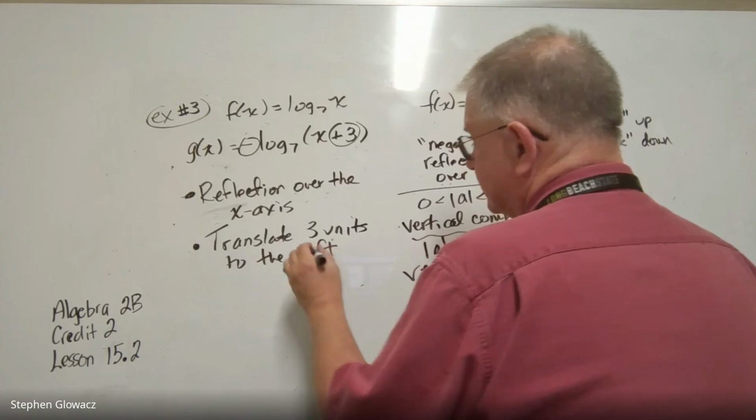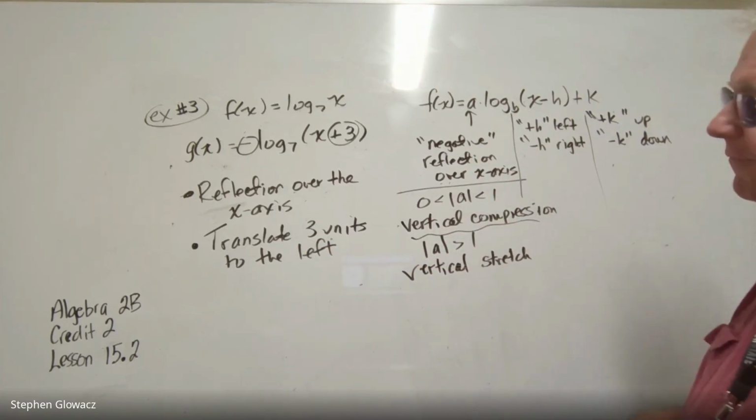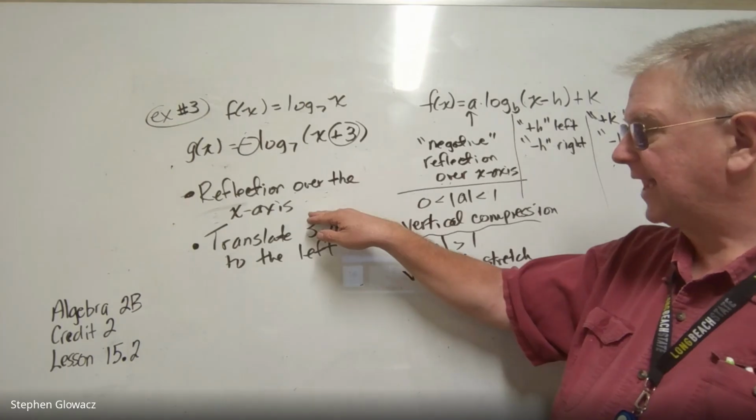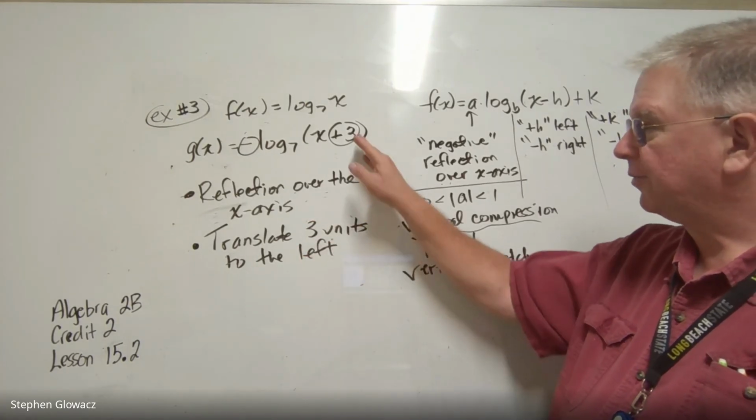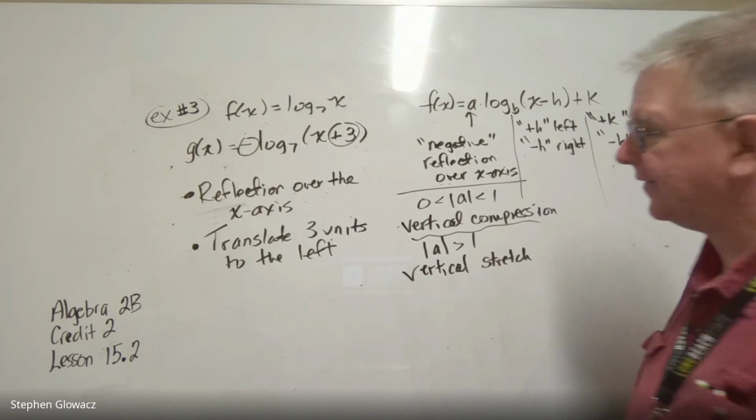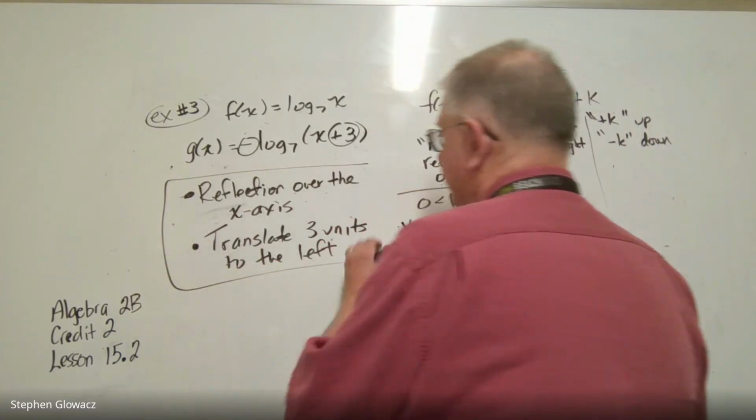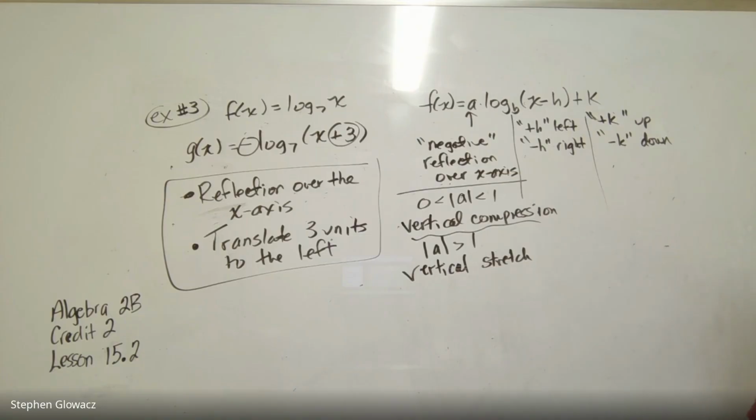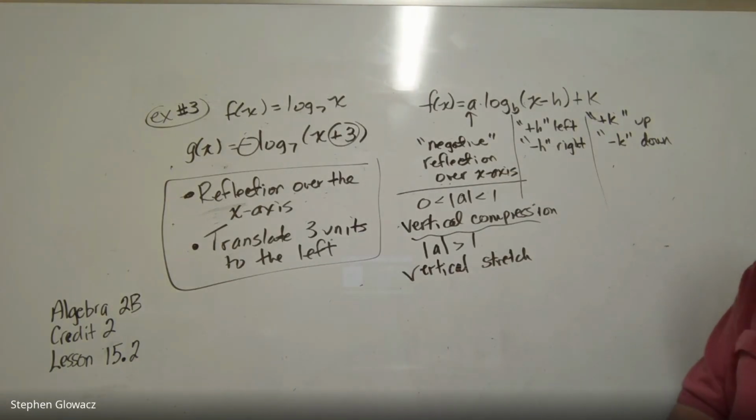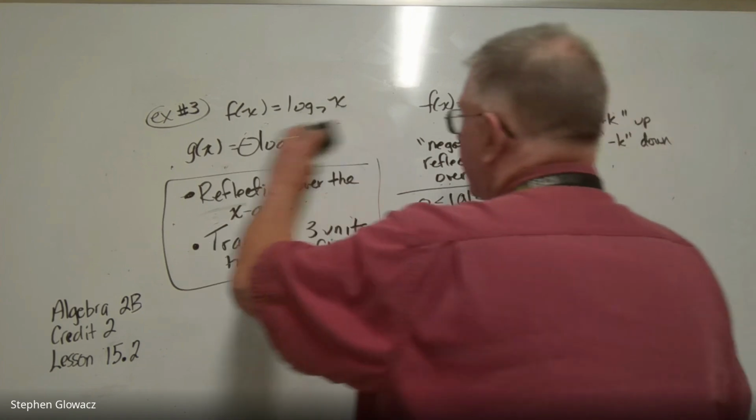And that's it. So this graph, the parent function would be reflected over the x-axis and then translated 3 units to the left. And that's it. That's all you got to do for number 3. So just the 2 transformations. All right, so let's take a look at an example for problem number 4.